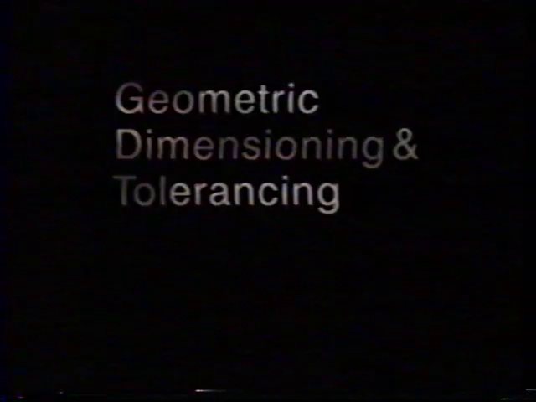Today's products have even more demanding specifications. They require a whole new language for communicating design requirements. That language is geometric dimensioning and tolerancing, or GD&T. A language is made up of symbols. Some symbols are universal. They're recognized and understood by people throughout the world.